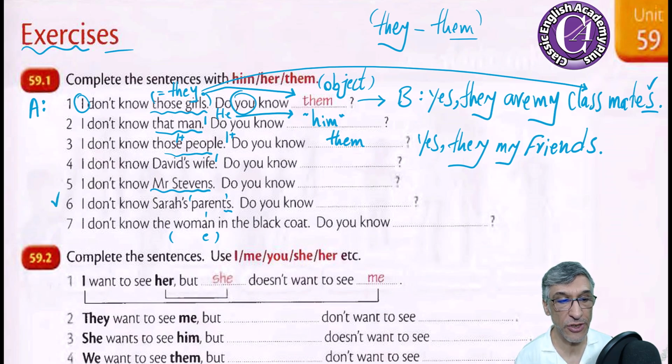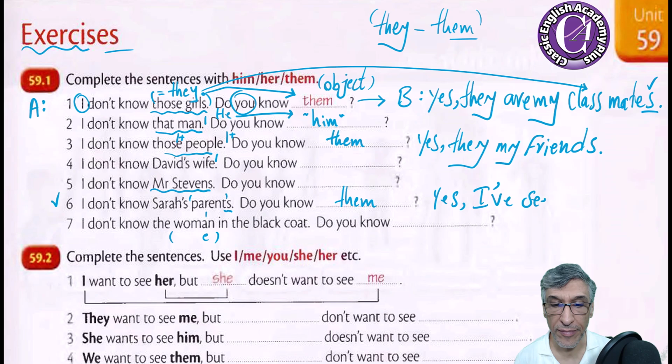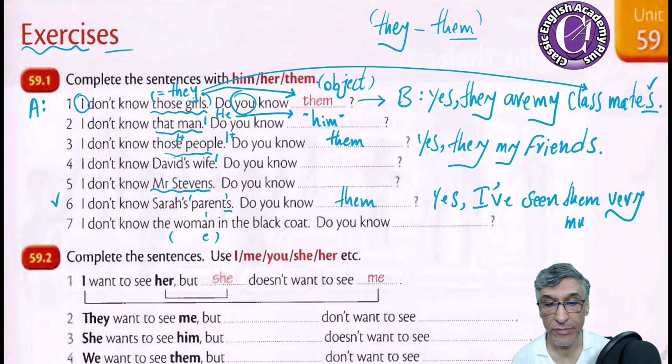Number 6, try to add some beautiful samples and examples in your notebook about this lesson. I do not know Sarah's parents. Why did I put number 6 as a sample? Because of parents. There are 2 people. Do you know them? I say yes. I've visited them. I've seen them very much. Yes, I've seen them very much.